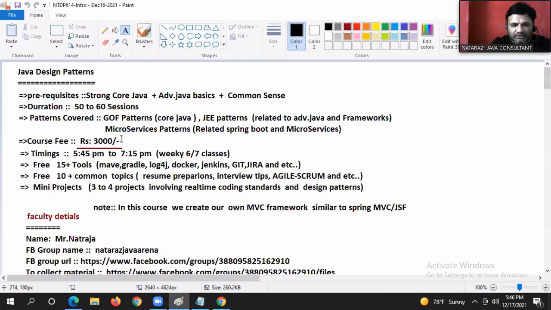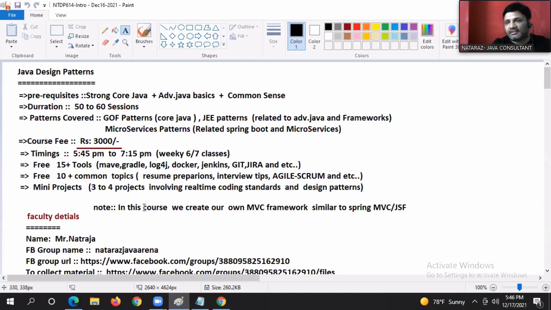Course fee is 3,000, guys. Timings are 5:45 p.m. to 7:15 p.m., with 6 or 7 classes weekly. You will get 15 plus tools as free topics. You will get 10 plus common topics like resume preparation and interview tips. We will also be developing 3 to 4 mini projects.